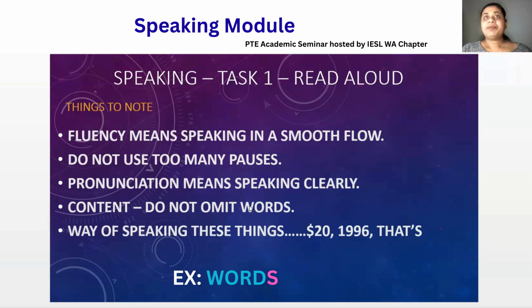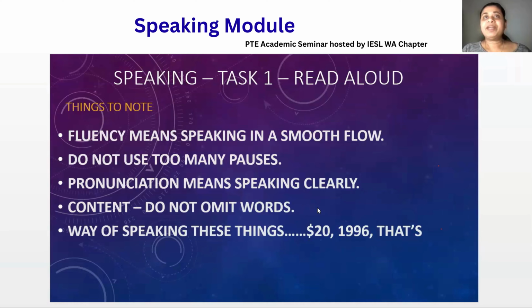Especially when you read out, make sure that you focus on the s and ed sounds at the end of the words. For example, if you take the word words, you cannot say word. You have to say words. Properly pronounce and stress the s and ed sounds at the end of the word. That's really important. Now, the way of speaking numbers.